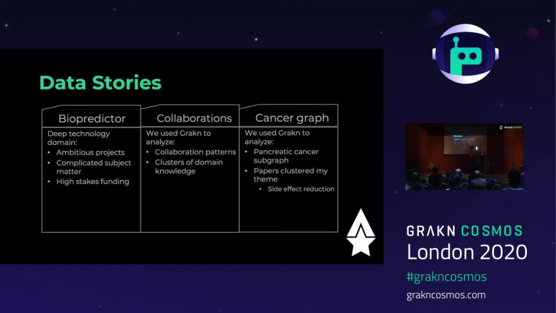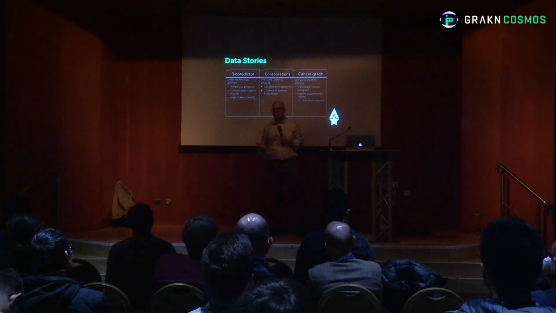We look at collaboration patterns and clusters of domain knowledge, which was a particularly interesting thing to look at. And then the cancer graph. After doing a lot of this work and thinking about how I could actually make something usable and useful, I started to ask myself, there's a gap, right?